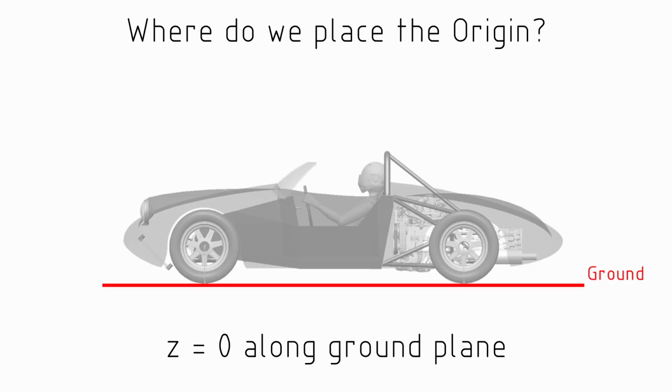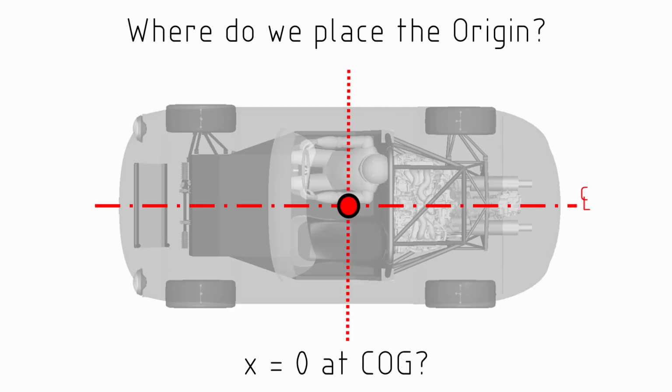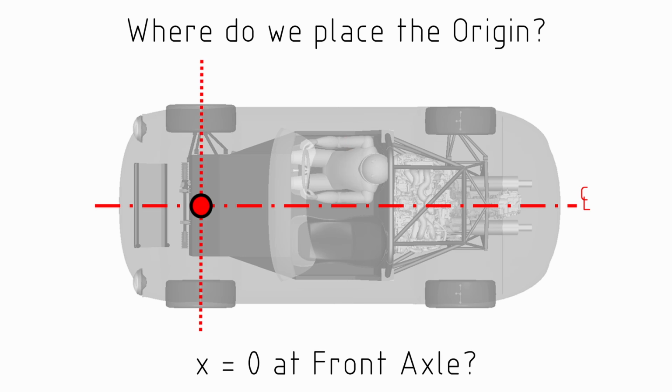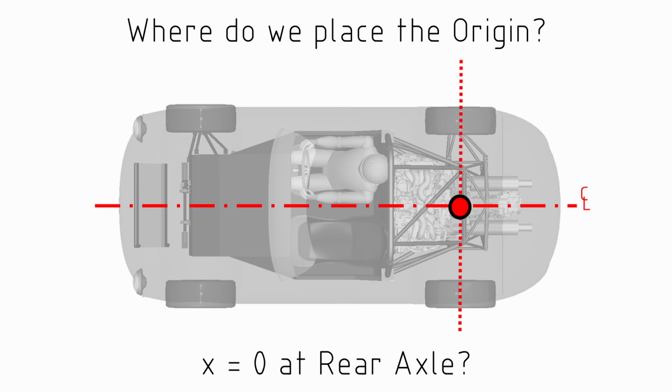So the only real question is, where do we put that zero point for the X coordinate? We could put that at the center of gravity, but again, we don't know where that's likely to be. The other most common places to put it would be at the center of the front axle or at the center of the rear axle.